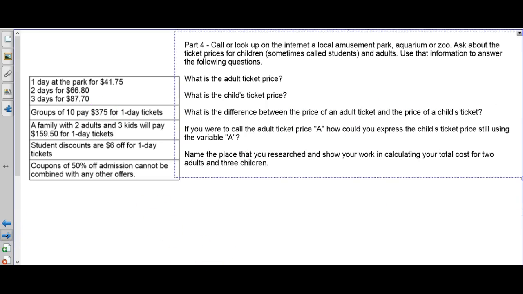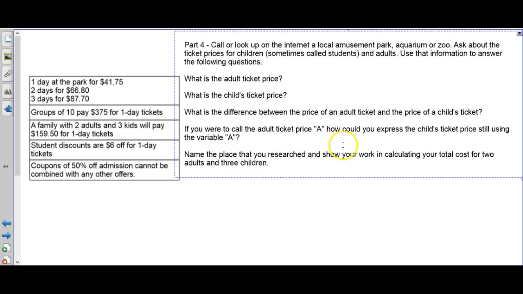Then part 4, this you just have to do yourself. You're going to Google any amusement park. We have a local one called Lagoon. You could use a national one like Busch Gardens or Disney World, or a local zoo or aquarium. Find the adult ticket price and the child's ticket price. Find the difference.